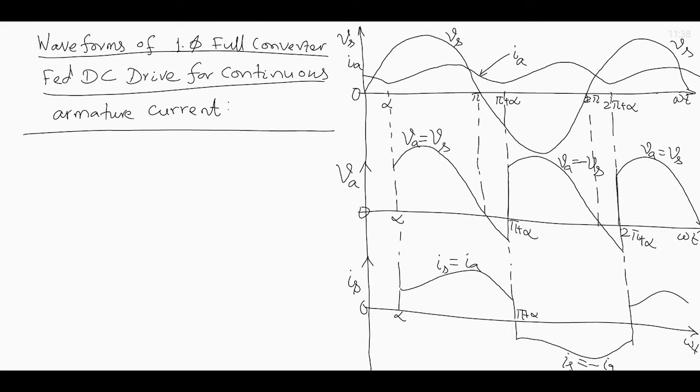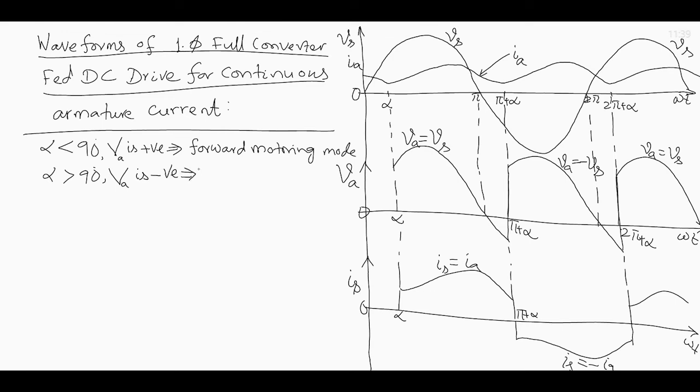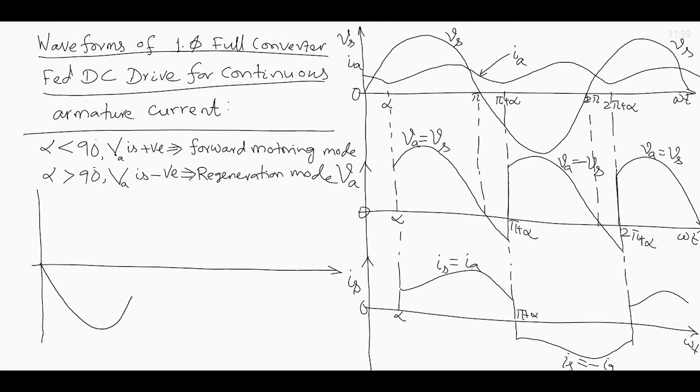Further, if alpha is less than 90 degree, average output voltage VA is positive, indicating forward motoring operation. If alpha is more than 90 degree, average output voltage VA is negative, indicating regeneration or regenerative braking mode of operation. Let us draw a waveform for alpha more than 90 degree. So this is the output voltage VA for alpha more than 90 degree.